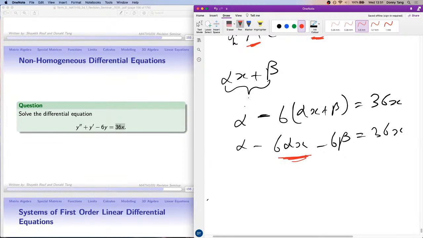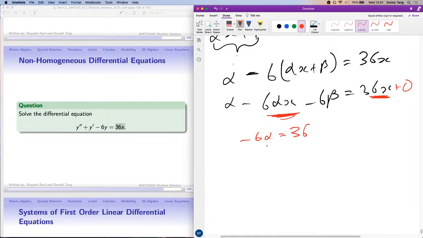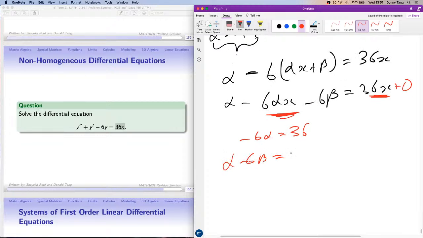So this is degree 1, this is x. Equate them. Negative 6 alpha equals 36. And then this is actually a plus 0, so alpha minus 6 beta equals 0. And now we have a simultaneous equation. Alpha is going to be negative 6 and beta is going to be... no, it should be negative 1, shouldn't it? Yeah, beta is going to be negative 1. Alpha is going to be negative 6, just from solving this.